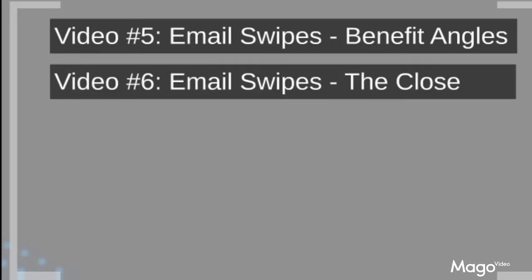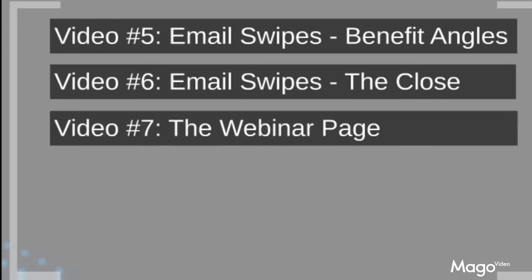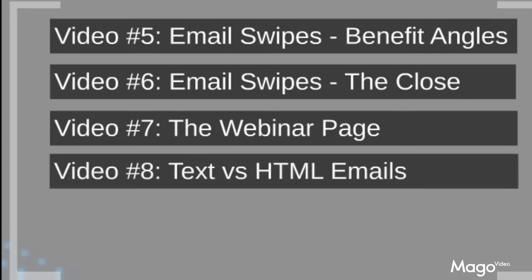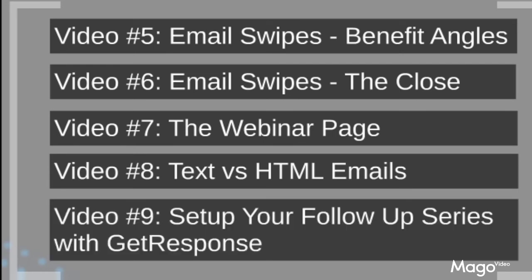And then of course, in video number 6, we're going to talk about the close, which consists of 2 different emails. In video number 7, we're going to talk about the webinar page itself, and how we can create the page in such a way that we create an experience and create scarcity to get people to take action. In video number 8, we'll talk about text emails versus HTML emails. And in video number 9, we'll talk about setting up your follow-up series with GetResponse.